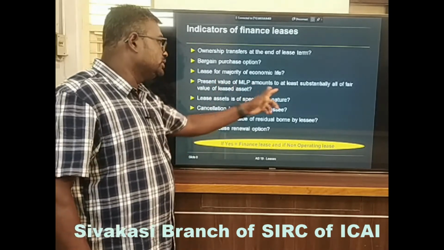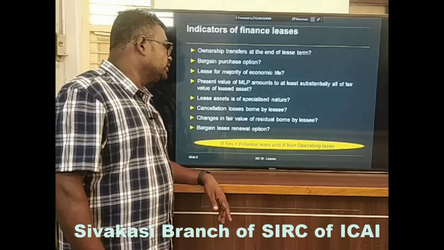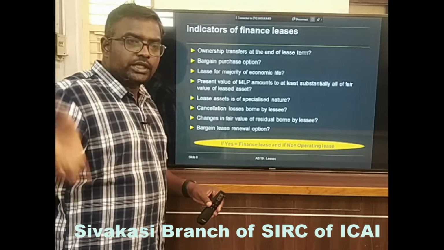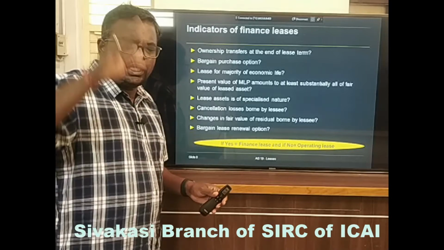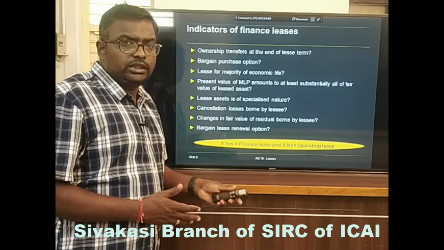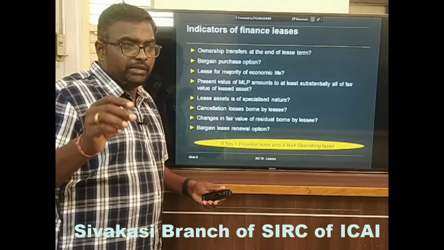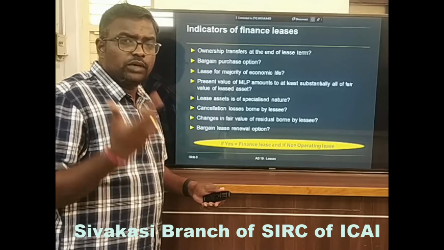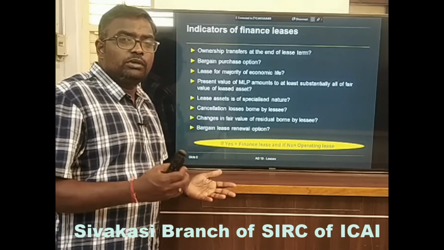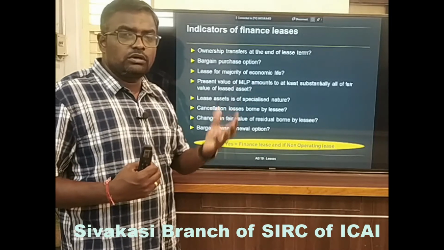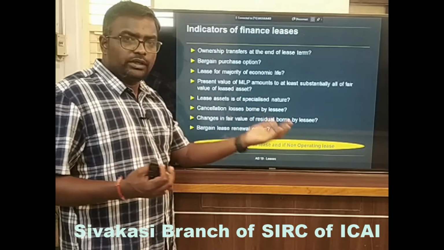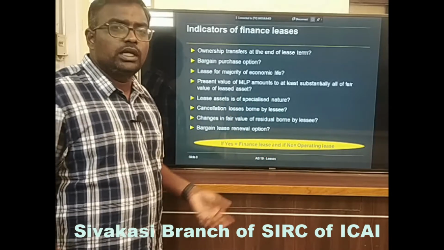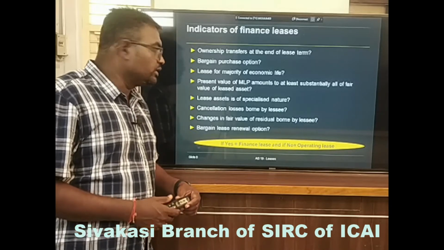The present value of MLP amounts to at least substantially all of the fair value of the leased asset. So what they are trying to say is, in my example, if you put 30 years' rent for a building, but you are able to pay that entire 30 years' rent in 10 years itself, or the building costs 10 crore and you are going to pay that rental in 1 year itself, so the lessor is able to collect from you the entire 10 crore within 1 year, then again that is considered a finance lease, because he has almost collected the entire money he invested in the building.